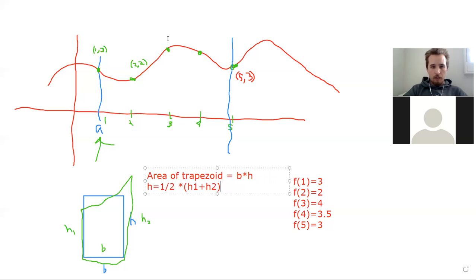So let me just draw another one. We almost convert it into a rectangle of base and then h1 plus h2, oh, over 2. By adding the 2 heights, and then you have to divide it by 2.